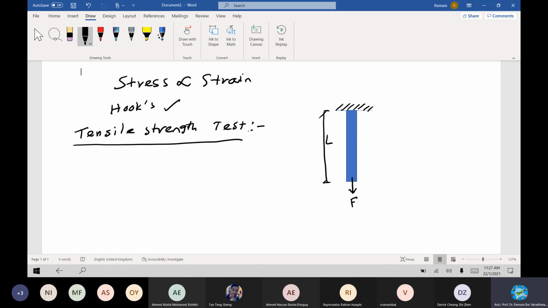Original length is L. When you start pulling, what will happen? Deformation takes place. That will be like this, right? It will tend to move like this. I put it in a different diagram, easy for me to explain. Deformation takes place.